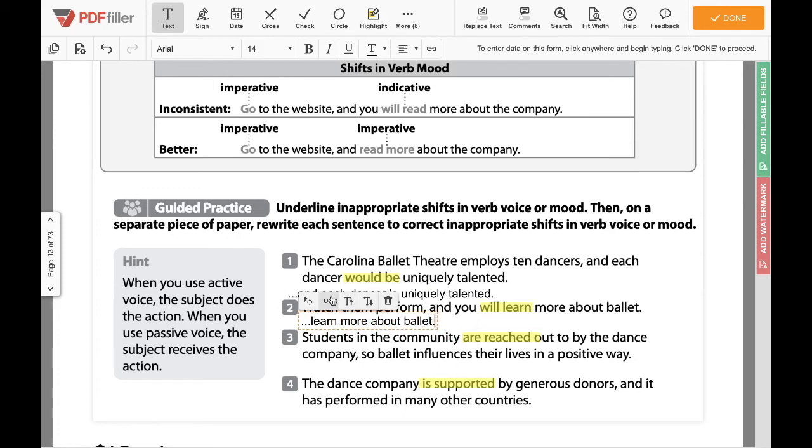So these could be two separate statements. You could say, watch them perform, period. Learn more about ballet, period. It's just saying that by doing that, you're going to learn more about ballet.